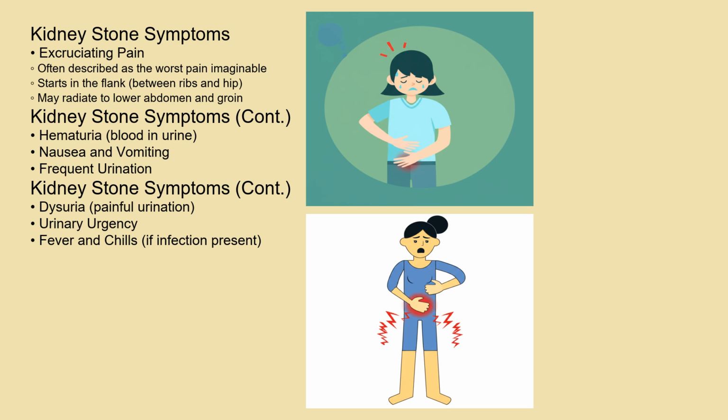Okay, what are the signs and symptoms of kidney stones? The most common symptom is excruciating pain, often described as the worst pain a person can experience. This pain typically starts in the flank, the area between the ribs and hip, and may radiate to the lower abdomen and groin. Other symptoms include blood in the urine, hematuria, nausea, vomiting, frequent urination, painful urination, dysuria, and urinary urgency. If an infection develops, fever and chills may also be present.